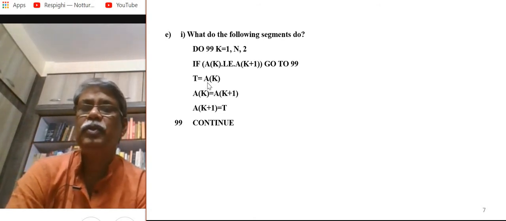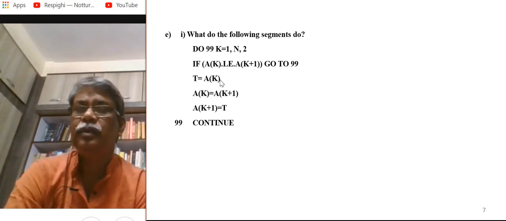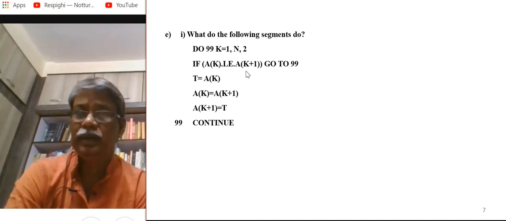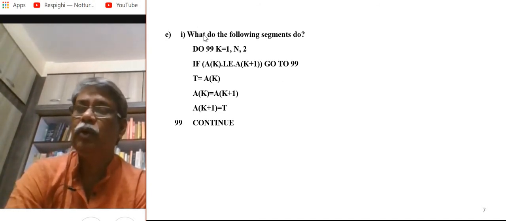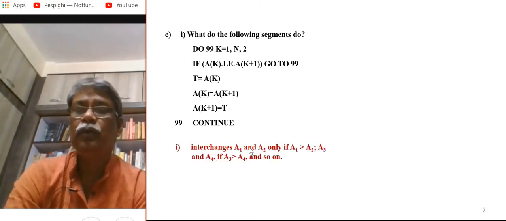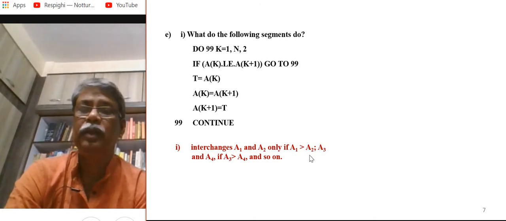So it's an exchange between a1 and a2 to start with, provided a1 is not less than a2. And if it is less than a2, then it will not do the exchange and the program will be continued. So the task was to interchange a1 and a2 only if a1 is greater than a2. But then what happens after the first cycle?